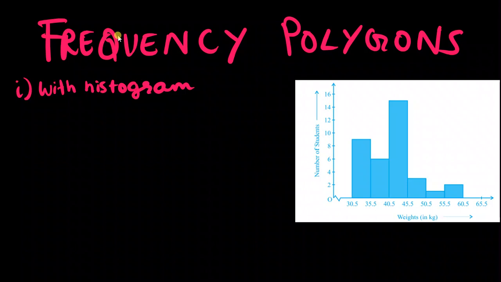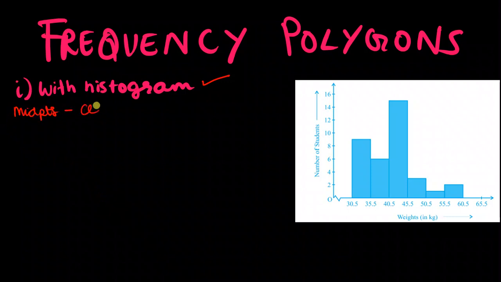Frequency polygon is yet another way of representing data graphically. So we represent data through frequency polygons, either with the help of histogram or without the histogram. First we will study how we can represent data in frequency polygons through histograms. So for this we basically need to find the midpoints of the class intervals used in the data.